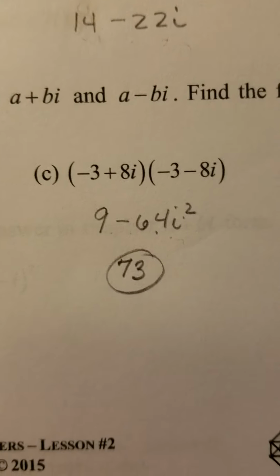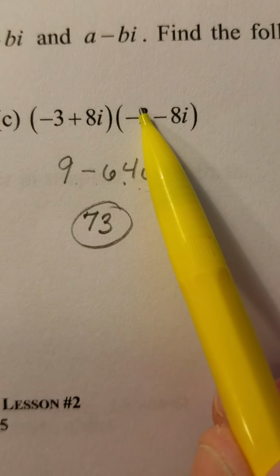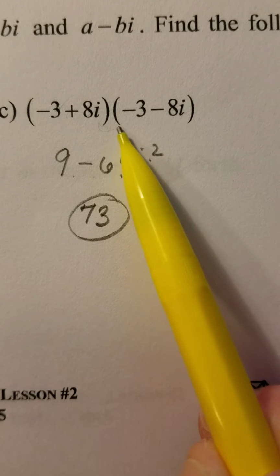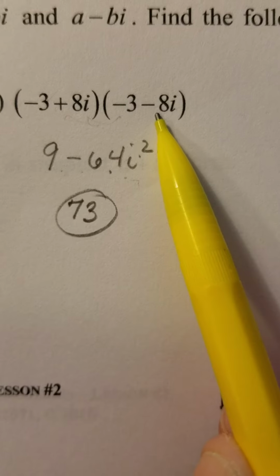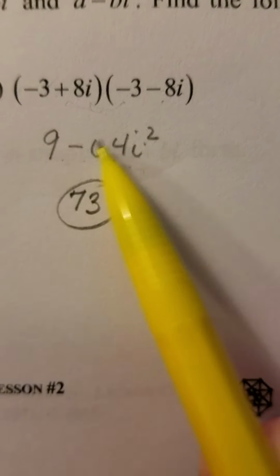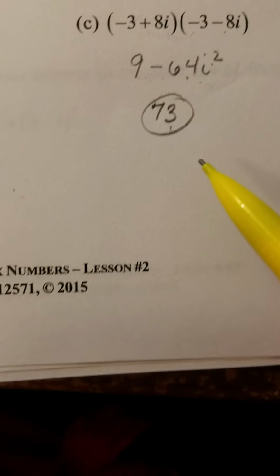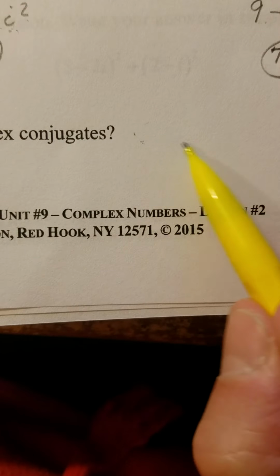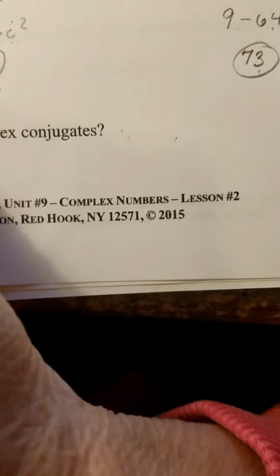Letter C, same thing. Middle term cancels out. Distribute your negative 3 gets you 9 plus 24i minus 24i. So those go away. And then minus 64i squared. i squared is negative 1. So this is 9 plus 64, which is 73. And then letter D is just wrapping all that up and saying what's true about the product of two complex conjugates. Well, the answer is going to be a real number, is all they're wanting there.